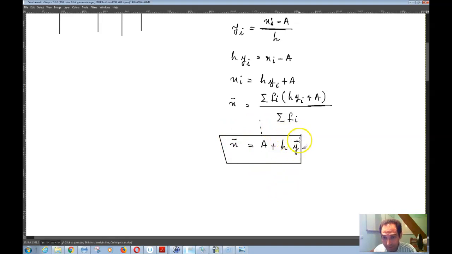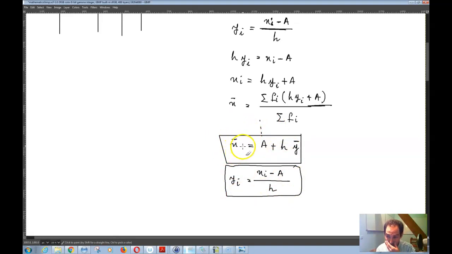And so in this formula, y of i is equal to x of i minus a divided by h, so that you can use it to calculate the mean of your data.